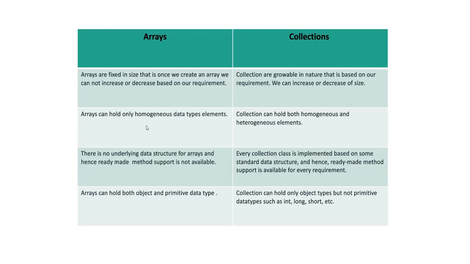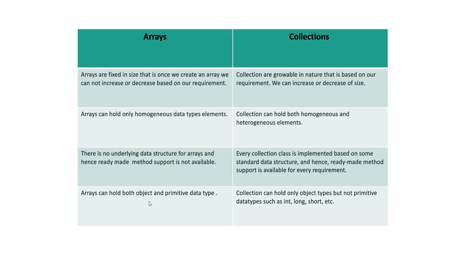There is no underlying data structure for arrays, and hence ready-made method support is not available. So we already spoke about certain methods, right? If I want to sort or search any particular element in an array, we have to write a piece of logic to do that. But here, every collection class is implemented based on some standard data structure, and hence ready-made method support is available for every requirement. Okay, so we'll go through the different types of methods we have in the later session.